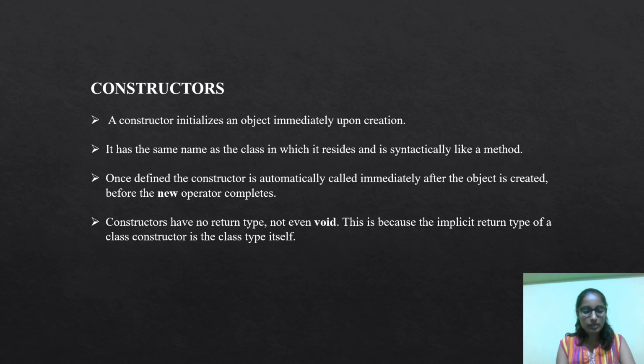Now let us see visibility and access modifiers. Constructors can have access modifiers, public, private, protected, defining their visibility. The choice of access modifier influences the constructor's accessibility from other classes.